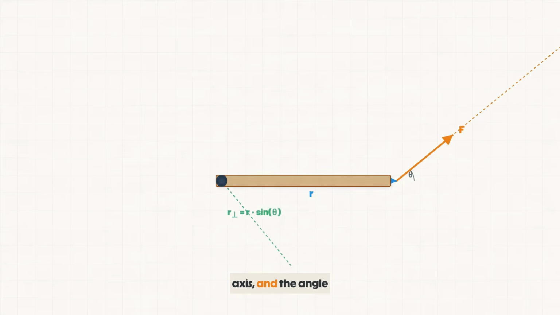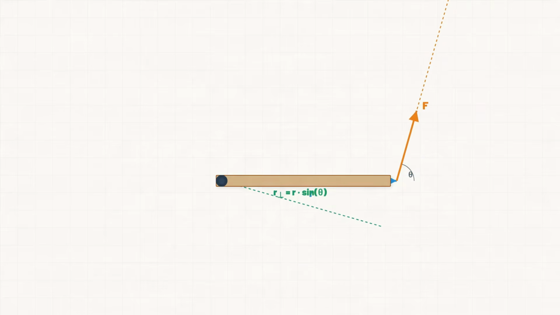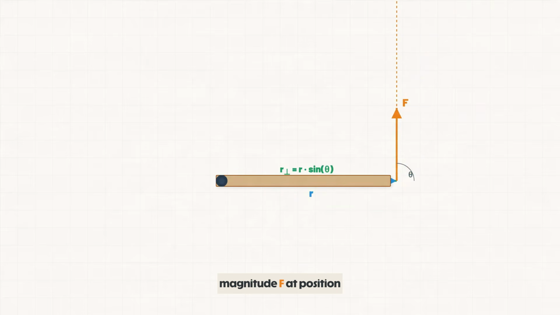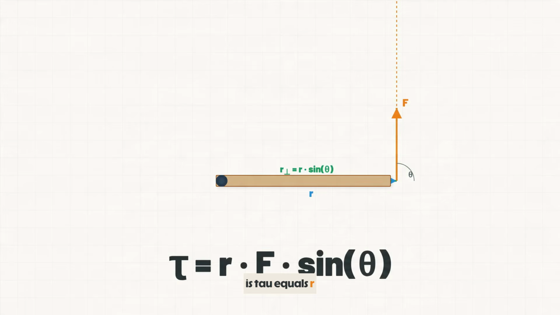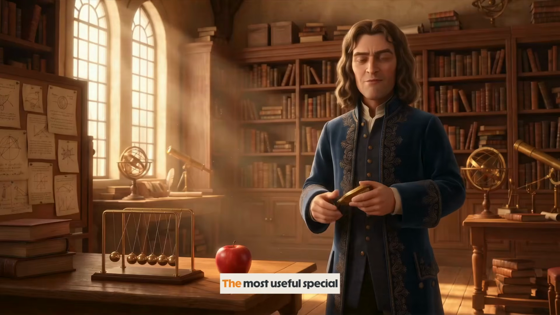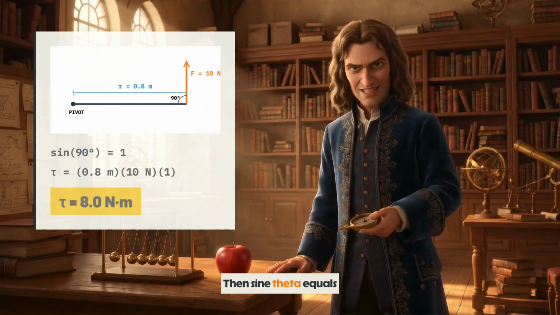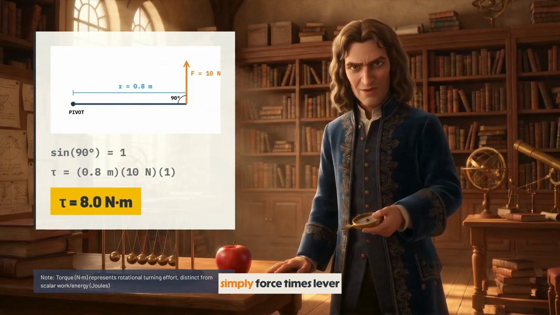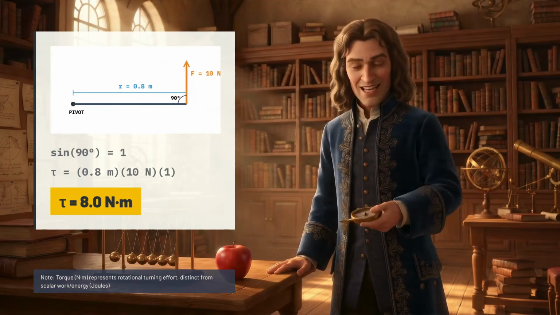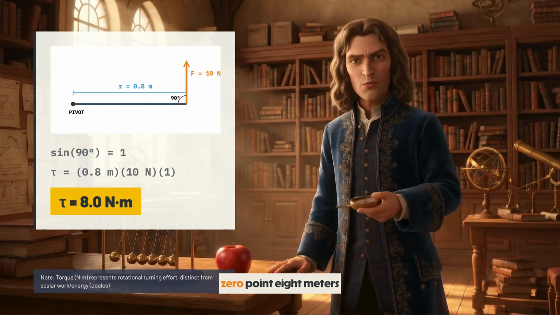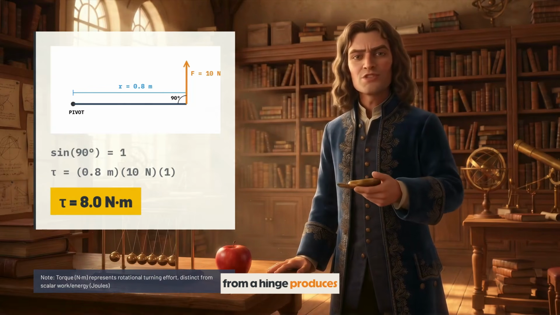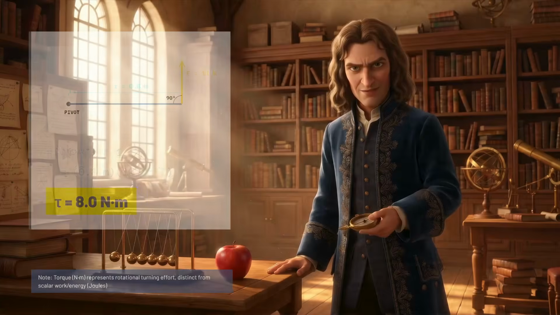Torque depends on three things: the force, the distance from the rotation axis, and the angle at which the force acts. For a force of magnitude F at position r, the torque magnitude is tau equals r F sine theta. The most useful special case is a perpendicular push. Then sine theta equals 1, so torque is simply force times lever arm. A 10-Newton push applied 0.8 meters from a hinge produces 8 Newton meters of torque.